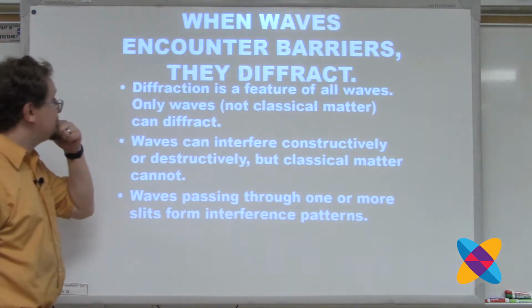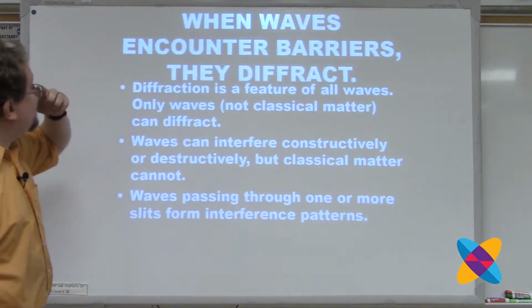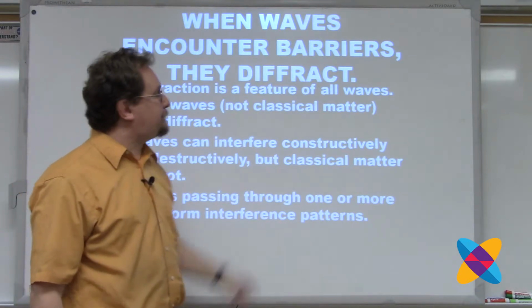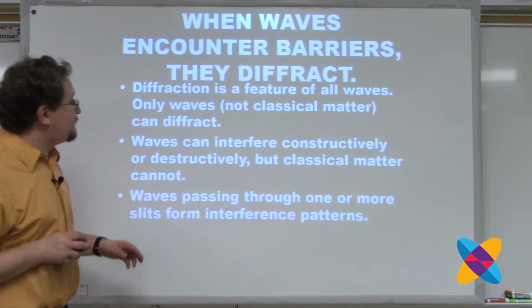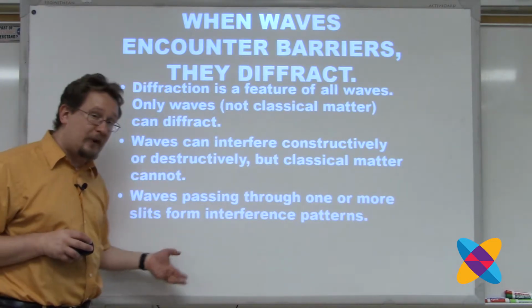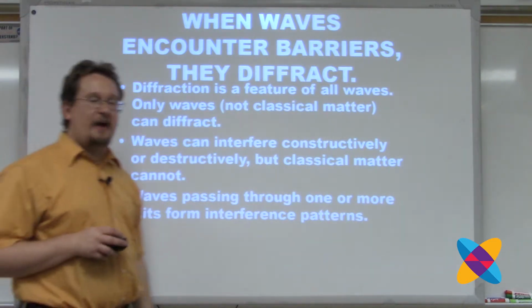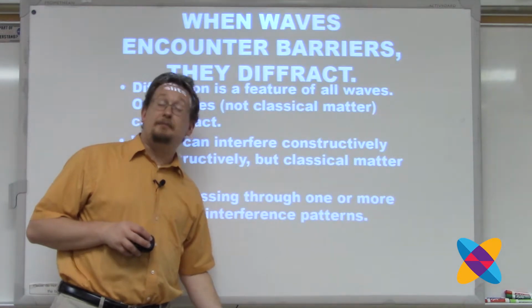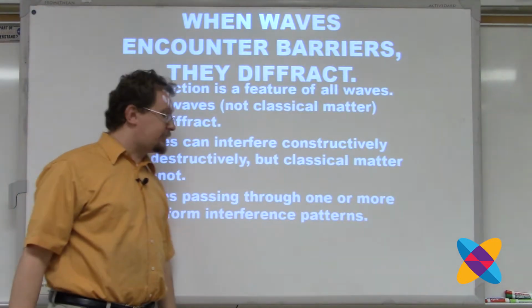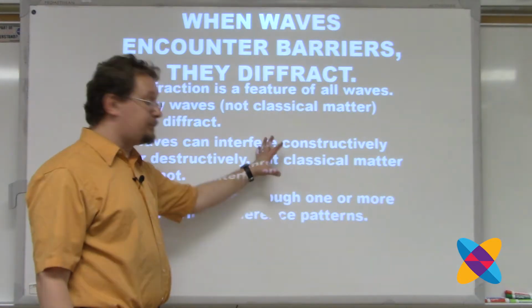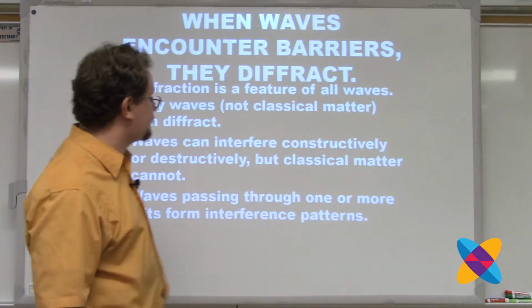Lowest to highest frequency. When waves encounter barriers, they diffract. Please show them that with a wave tray or something like that with water. That waves can diffract, turn corners around an obstacle. Classical matter cannot. So light must be a wave if it can diffract. Waves can interfere constructively and destructively. Classical matter cannot. That's going to bring you to your diffraction and interference experiments we're going to do in Part B.